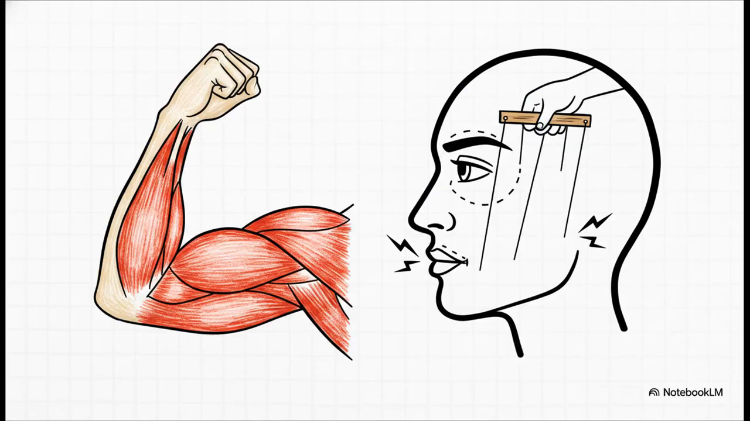Now, before we look at individual muscles, we really need to understand the global rules here, because facial muscles are fundamentally different from the rest of your body. Think about your bicep, right? It connects bone to bone across a joint to move your arm. But facial muscles mostly originate from your facial bones and then insert directly into the skin. They're essentially like little puppeteers pulling your skin to create expressions.